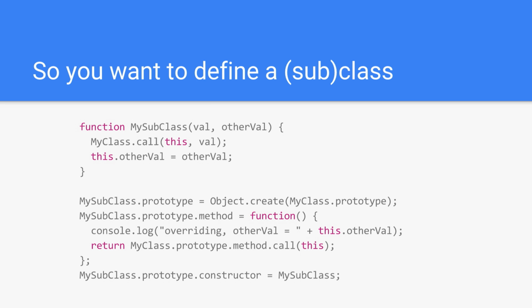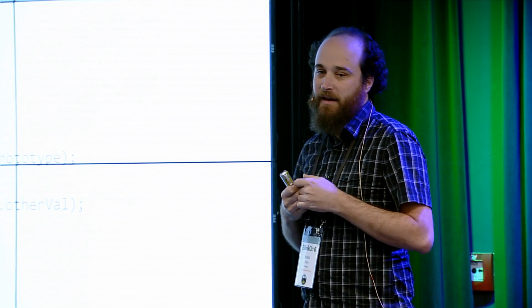Oh, I forgot something, actually. We need to make sure that the constructor property is set up because people are going to expect that. And it's just a lot of bookkeeping you have to do. So in truth, most people are not going to write all this every time they want to write a class. They're going to use some framework that does this for them. But that has a couple of disadvantages.